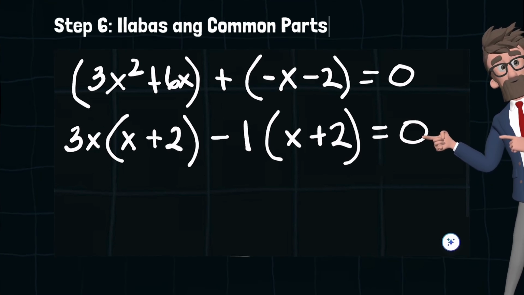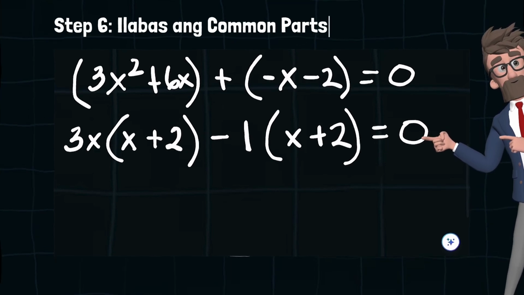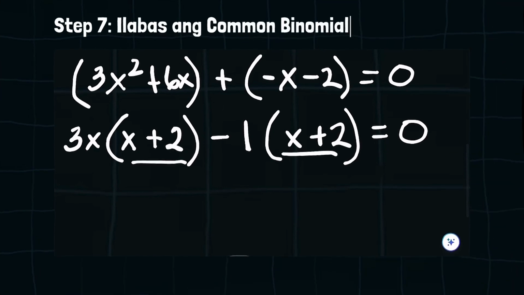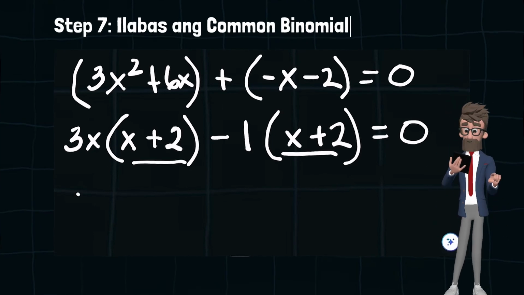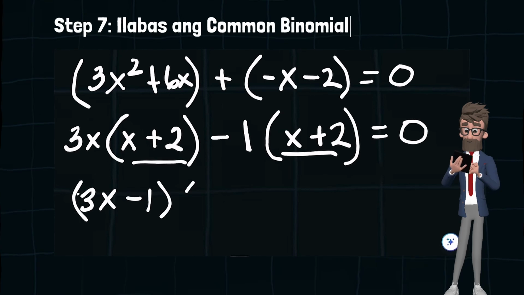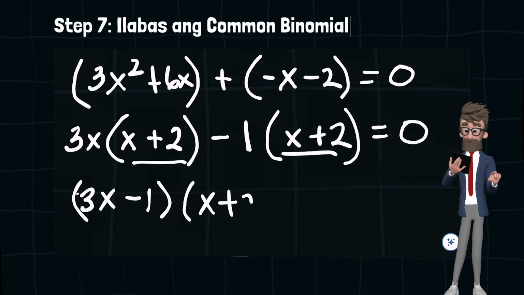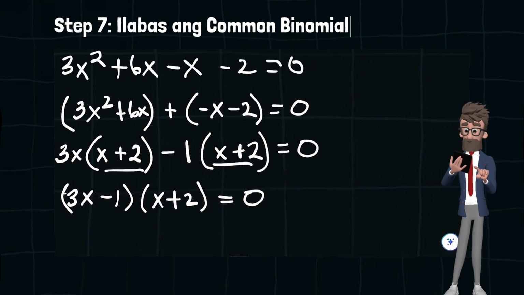You can easily review the process if you want to, or review how to get the GCF or greatest common factor of the given terms. Step 7. Ilabas ang common binomial. Ngayon, ilabas natin ang x plus 2. Magkakaroon tayo ng two binomials which are 3x minus 1 times the quantity of x plus 2 equals 0. Ayan, may dalawang factors na tayo.